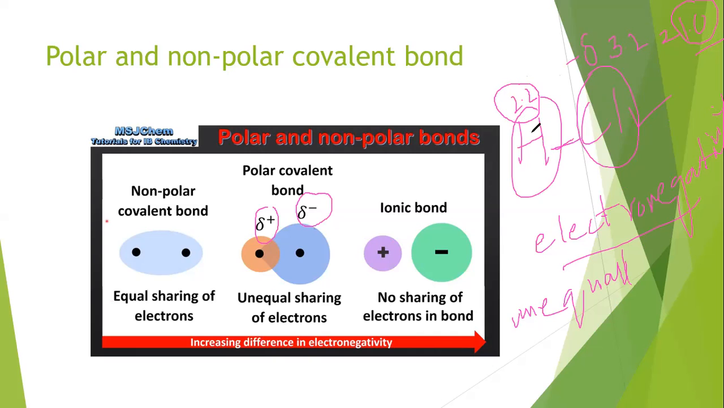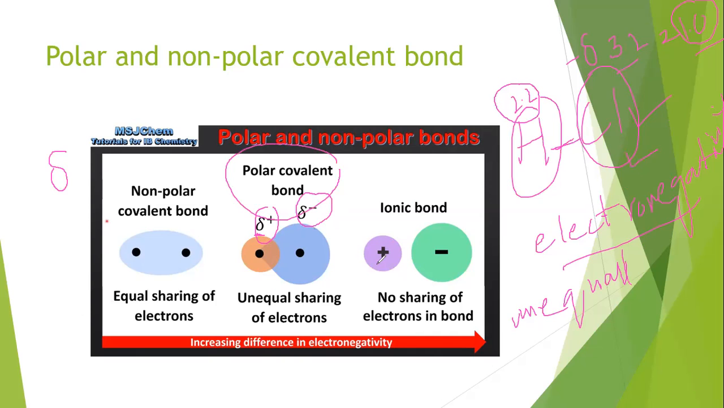As we know the definition of electronegativity, the ability of an atom to attract the shared pair of electrons. So chlorine has more ability, because of more electronegativity, to attract the shared pair of electrons towards itself. So due to the difference of electronegativity, they contain a partial positive and a partial negative charge. Partial charge is represented by this sign of delta. So due to the partial positive and partial negative charge, this is called a polar covalent bond.